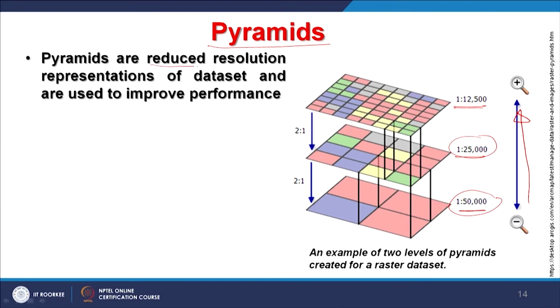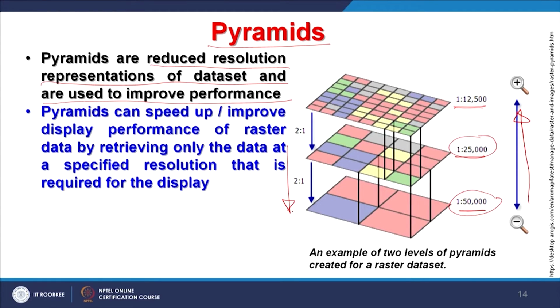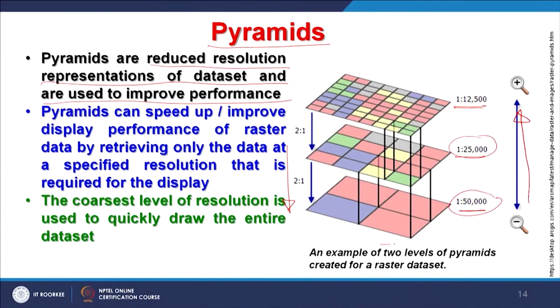So, pyramids are reduced resolution representations of a data set and are used to improve performance, reduced in a downward direction like this. Pyramids can speed up and improve display performance of raster data by retrieving only the data at the specified resolution that is required for the display. As you keep zooming in, it will display a smaller ground area, but at a higher spatial resolution. And the coarsest level of resolution at the bottom quickly draws the entire data set.